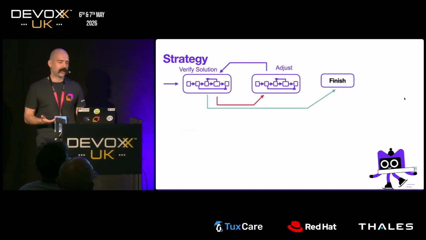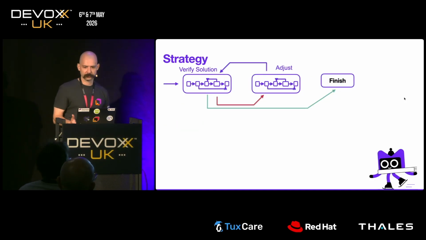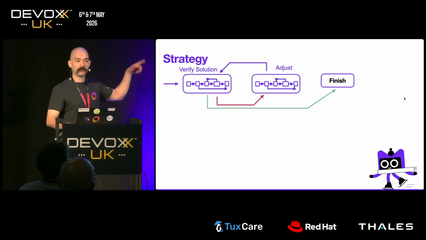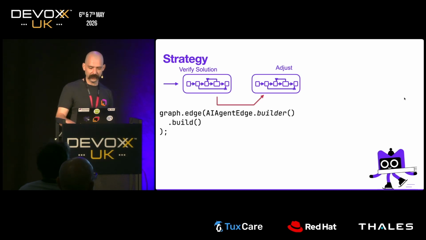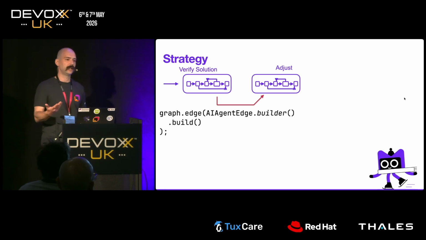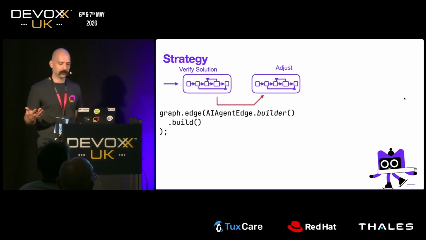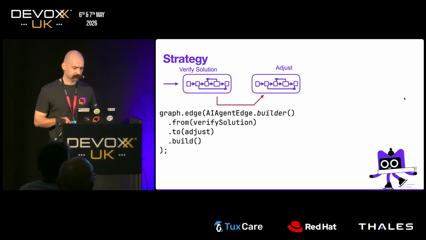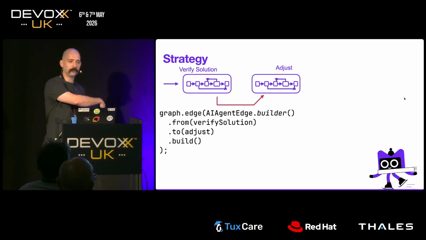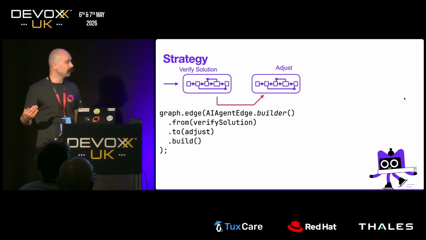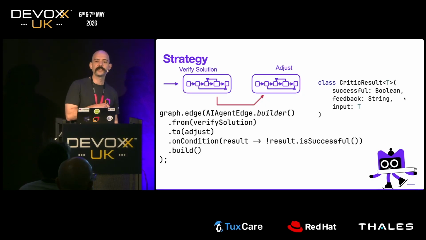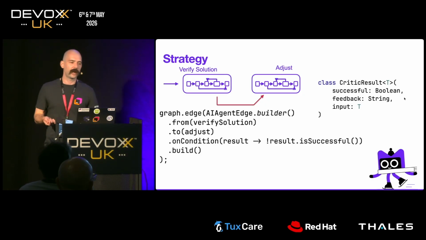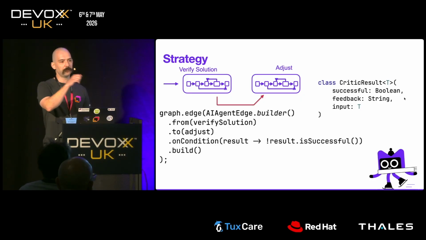But for the complex part, how does this branching work? Oh, and also all of this that we've seen is all type checked, and this is actually why this piece is going to be very interesting. So we need to create a custom edge, right? Because we are going to do something with branching. We specify that we go from verifying the solution to adjusting the solution on the condition that the verification result was not successful. Right, so here we provide the condition for the branching in our subgraph.